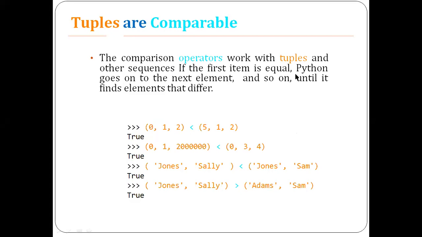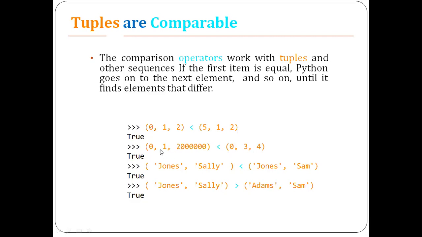If the first item is equal, Python goes to the next element and so on until it finds elements that differ. Look at the example here, (0, 1, 2) and (5, 1, 2). So 0 is compared with 5. 0 is lesser than 5, so it directly prints that the whole tuple is lesser than this tuple. That is true. Now look at this example, (0, 1, 20 lakh).